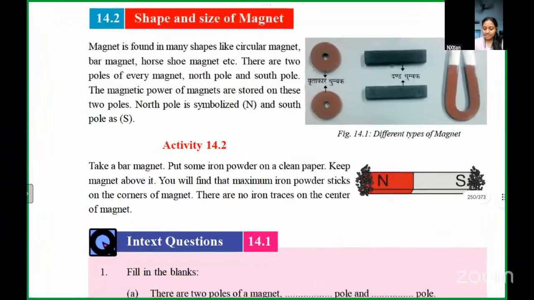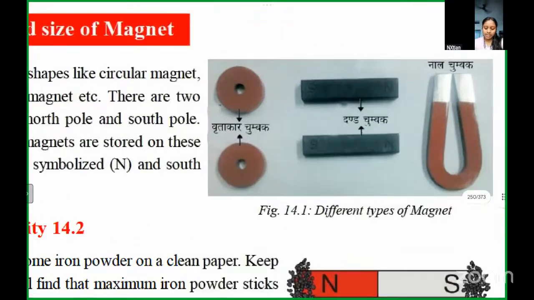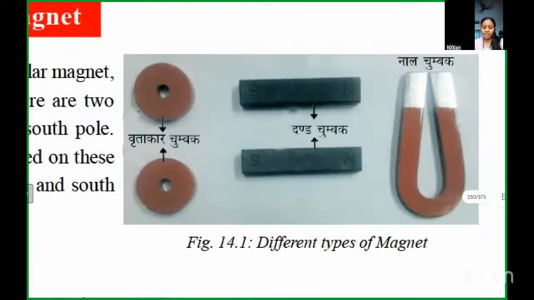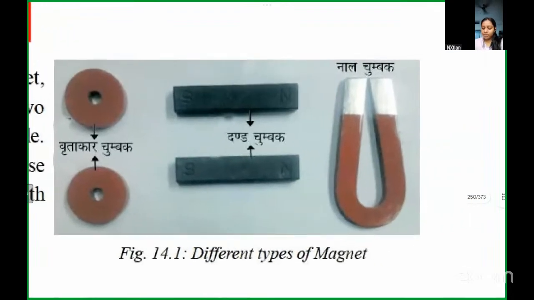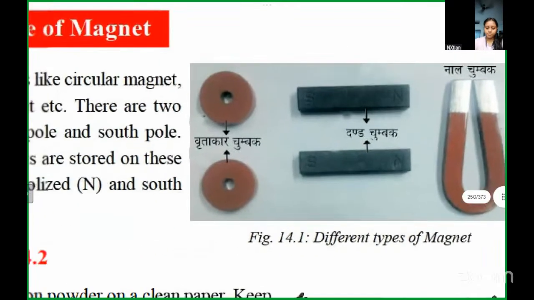Okay, now shape and size of the magnet. Magnets are found in various shapes. We have circular magnet, bar magnet, horseshoe magnet, etc. Now in the image, the first one is your circular magnet. Then you have bar magnets. Then you have horseshoe magnet. The U-shaped ones are horseshoe magnets. There are also oval magnets. I used to have magnets that are oval in shape.